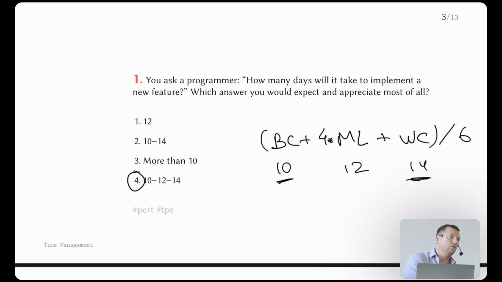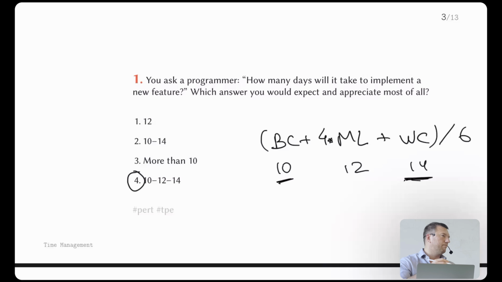So these are actually not good numbers, 10, 12, and 14. If a programmer gave me this estimate, I would question whether that person understands what a 3-point estimate is. I would say, are you sure that in the worst case it's going to be 14 days?